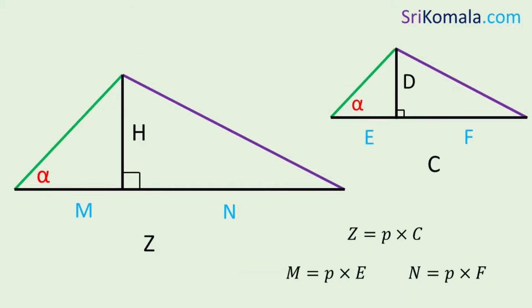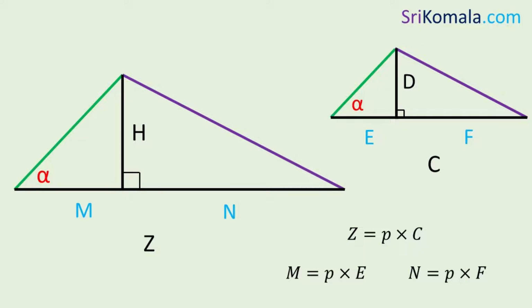First of all, by drawing the height on the triangles, the bases are divided into two segments. The base of the smaller triangle, that is side C, is divided into segment E plus segment F. The base of the bigger triangle, that is side Z, is divided into segment M plus segment N. Since side Z is made by multiplying side C with a factor of p, the length of segment M can be measured by multiplying segment E by the same factor of p.